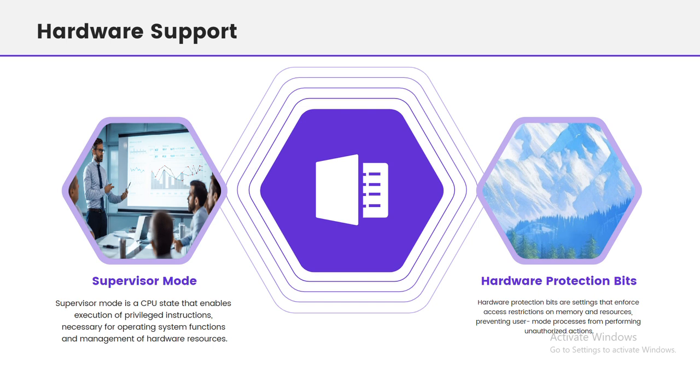Hardware support: supervisor mode and hardware protection bits. Supervisor mode is a CPU state that enables execution of privileged instructions necessary for the operating system functions and management of hardware resources. Hardware protection bits are settings that enforce access restrictions on memory and resources, preventing user mode processes from performing unauthorized actions.